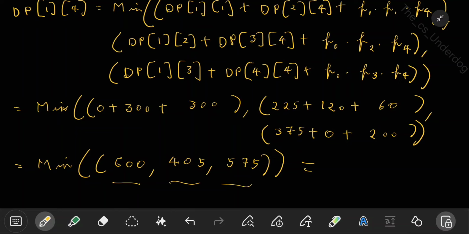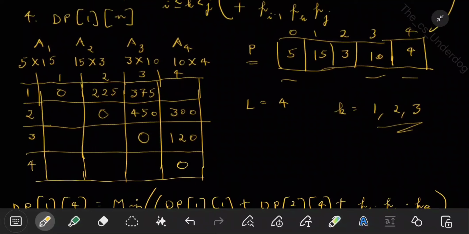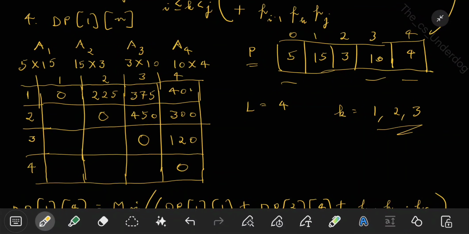Which is the minimum value? It is 405. This means the entry at DP14 should be 405. So we should write 405 here. What did we understand from this?